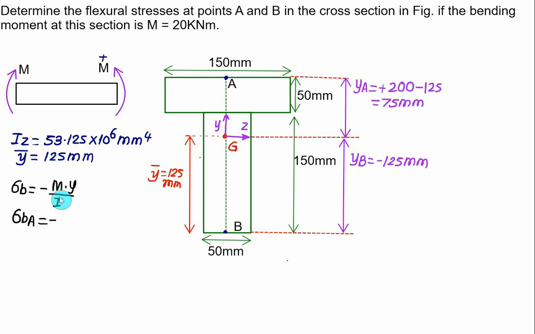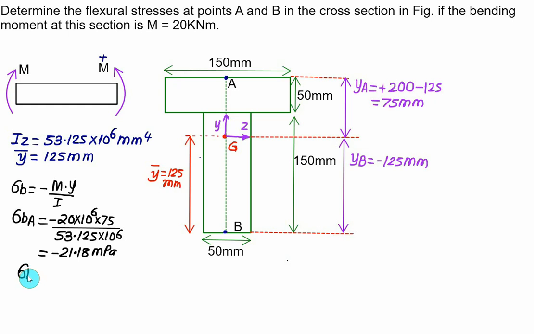Value of M is equal to 20, so we have 20 into 10 to the power 6. Value of YA you have to use is 75, divided by Iz, which is 53.125 into 10 to the power 6. Solve this, you will get a negative value. Negative means compressive. So we get this value equal to minus 21.18 megapascal. So on the top we have a negative value, that is compressive.